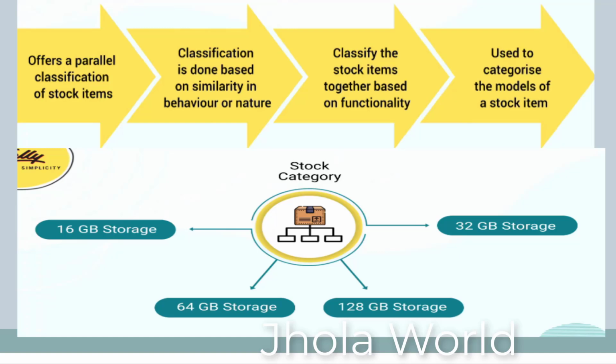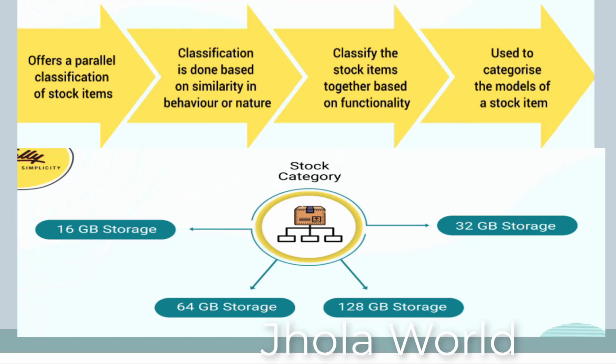Okay, stock categories can be the same. A particular stock category can be the same in two different stock groups. A very good example is mobile phones, like Samsung, Apple, Sony, Xiaomi, all those mobile companies. The phone may be different, the model name may be different, but their storage remains the same.